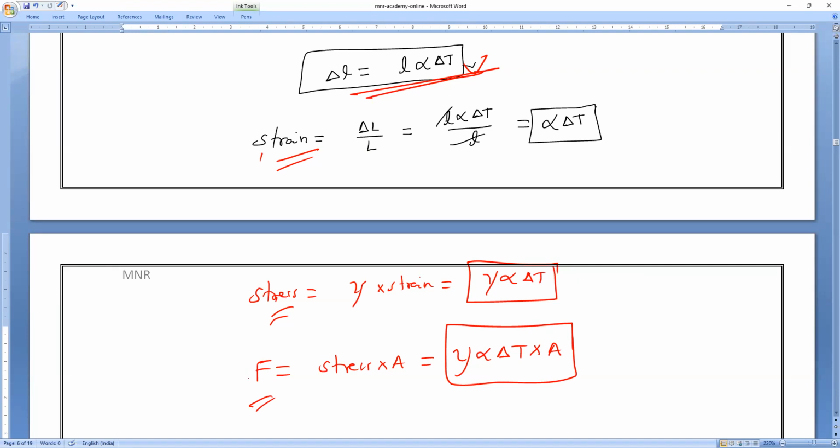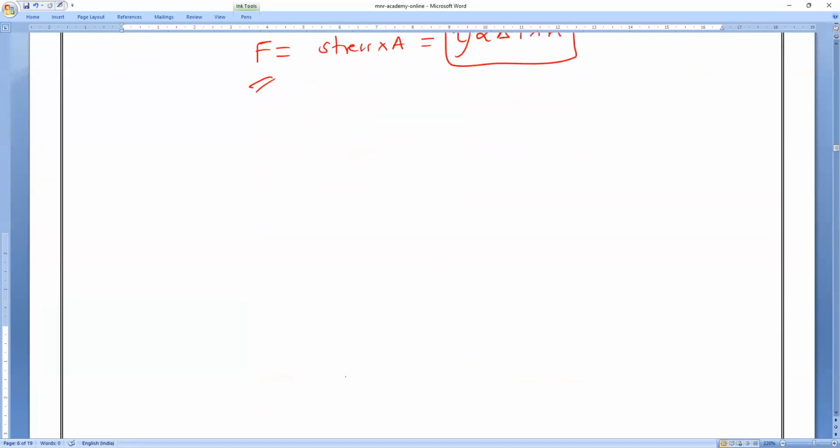Based upon this, we can solve one question, and then we'll go to Poisson's ratio. But before teaching Poisson's ratio, let us solve this question and move further. Okay, so I'll make the question, everybody.